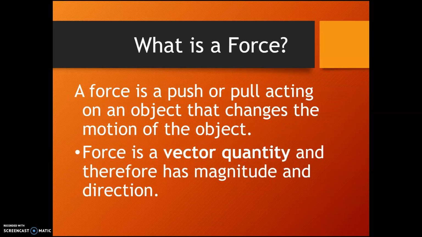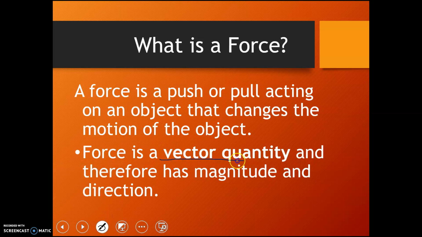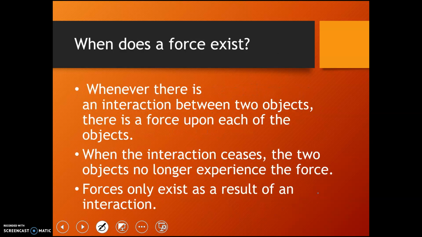So remember, we have talked about a vector quantity already so far, and you should know that a vector quantity just means that a force will give you information such as magnitude and direction. So a force, when written down or described, would maybe look like 10 newtons to the right. It has the magnitude, 10 newtons, and it has the direction to the right.